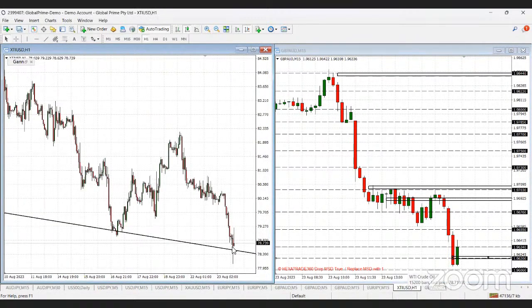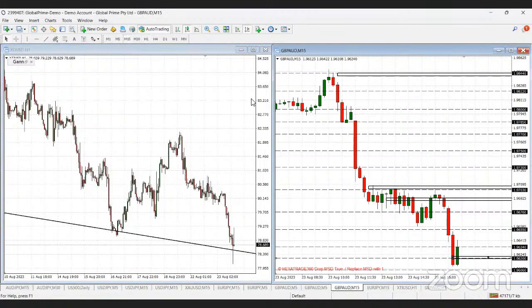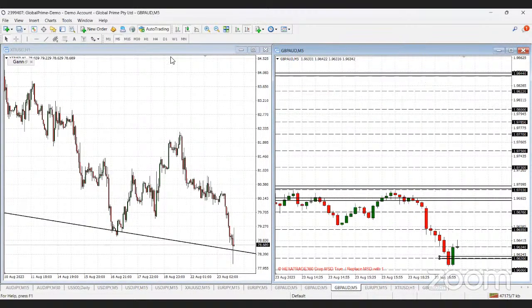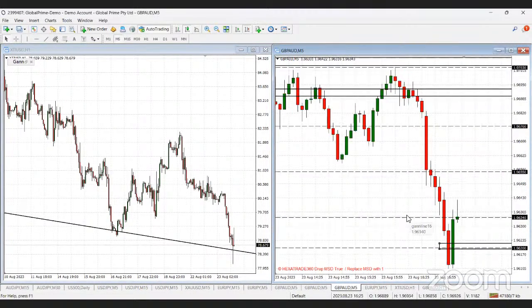Okay, so crude actually closed above that angle we saw, and then we had a nice push up, but we've come pretty much down to that open of that candle that we held that level. Pound Aussie seeing some resistance on the square nine level. Let's see how it turns out.